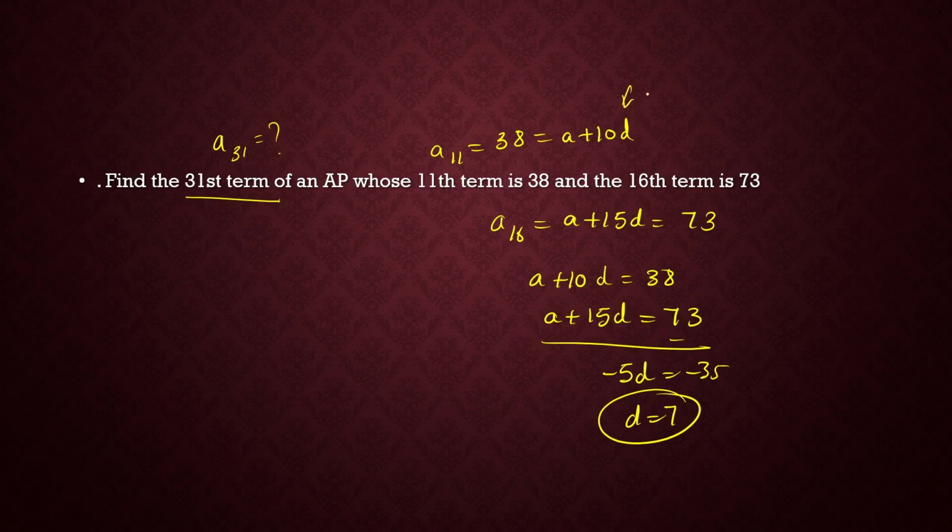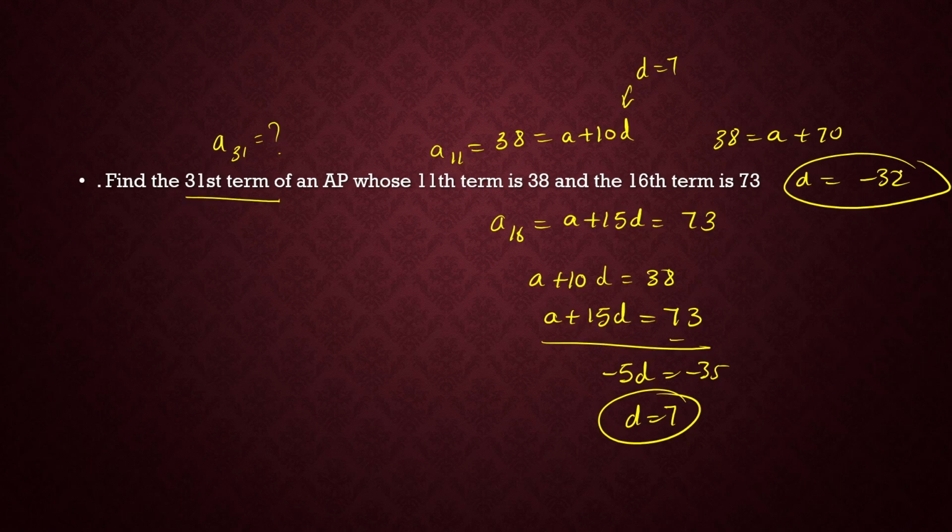So if you just substitute the value of D equal to 7 in the first equation, you will get 38 is equal to A plus 70. So A is equal to 38 minus 70, that is equal to minus 32. So your first term is minus 32 and the common difference is 7. So what is A31? A31 is nothing but A plus 30D. So that is equal to minus 32 plus 30 into 7, which is minus 32 plus 210.